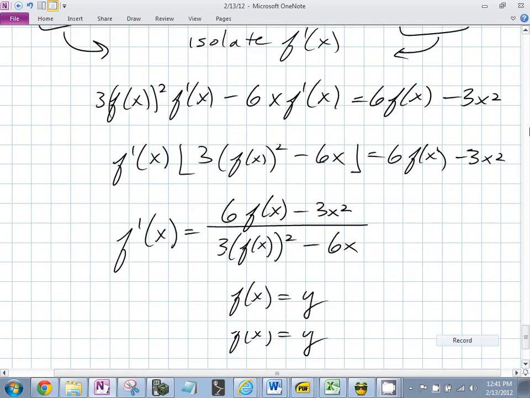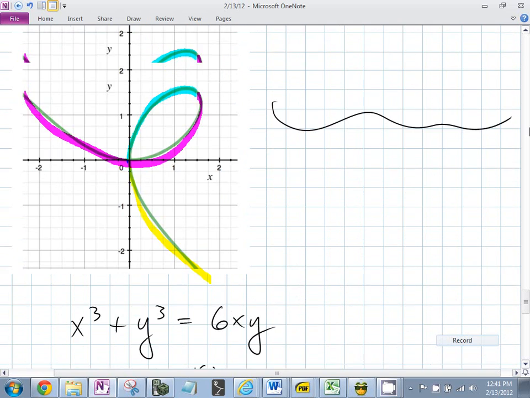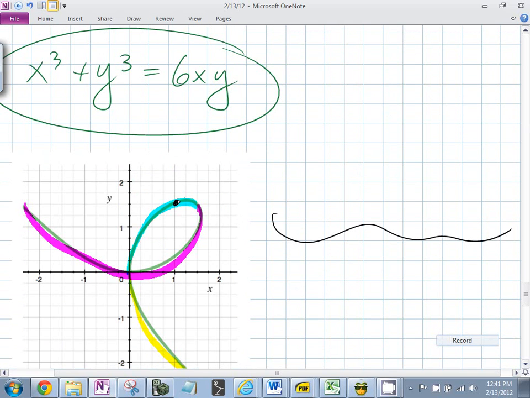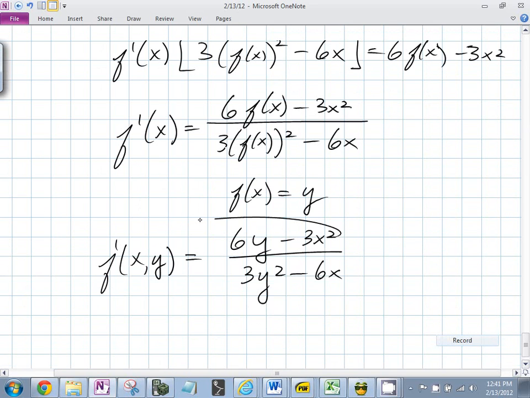So here, let's go back to this. If we wanted one of these points here, all we need to do is find the x and y value and plug it into this right here. And what would we get? We'd get the slope. You need x and y value.